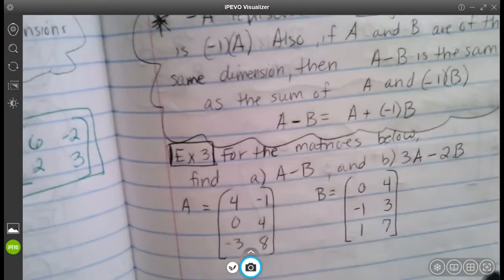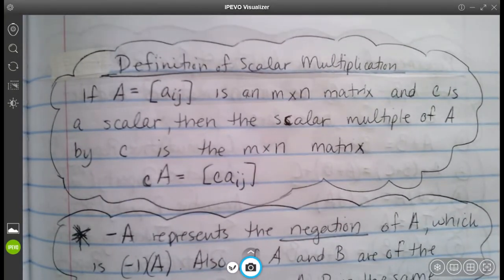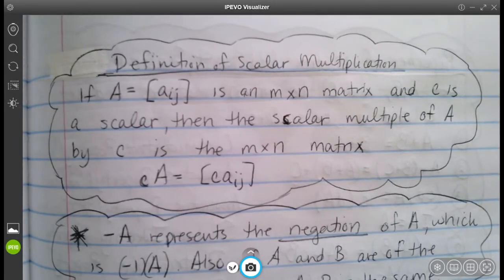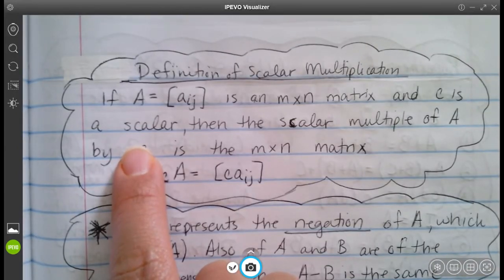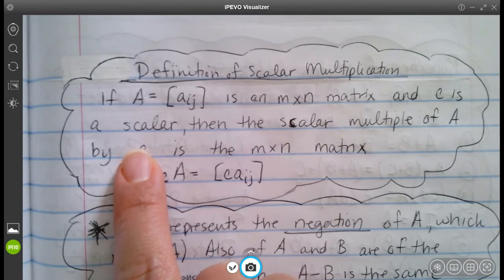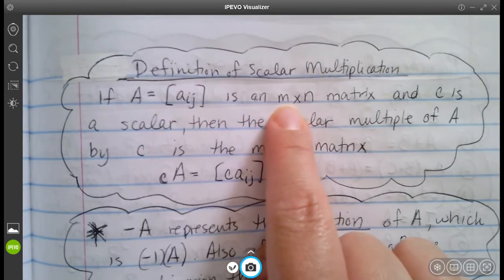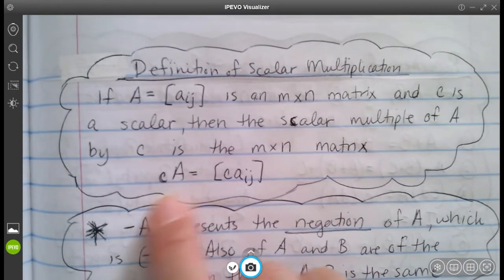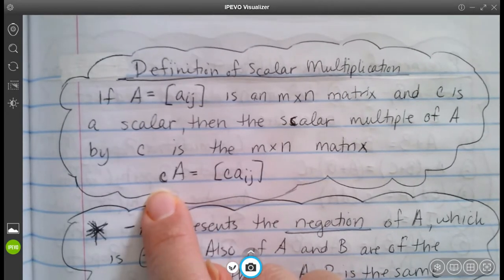So far, hopefully it's nothing too bad. We have the definition of scalar multiplication. Scalar multiplication is basically multiplying a matrix by one number, which is this little lowercase c, and we call it a scalar. So think of it kind of like a scale factor if you go back to geometry. Okay, so if A is this matrix with these elements inside, and it's an m by n matrix, and c is a scalar, then the scalar multiple of A by c is basically c times everything that's in that matrix. So all the elements of this matrix are going to be multiplied by c.